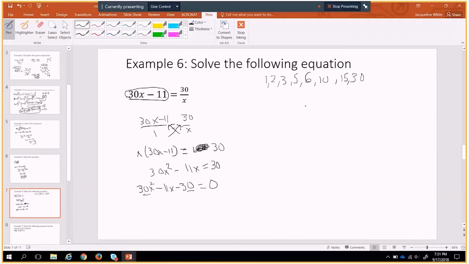So we think, is anything really going to add or subtract up to 11 from any of these factors over here? And I'm kind of underlining the answer, which defeats the purpose. But as you can see, nothing over here except that 5 and that 6, when combined together, is going to give you that negative 11.